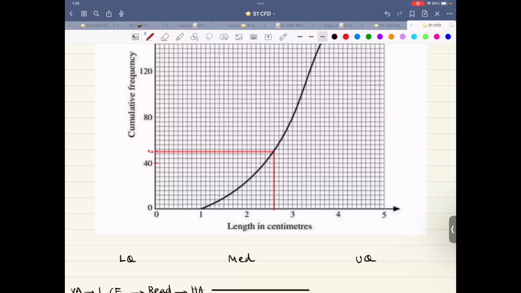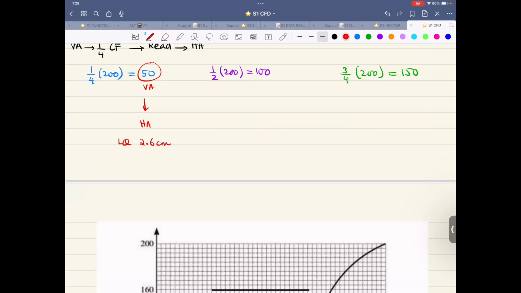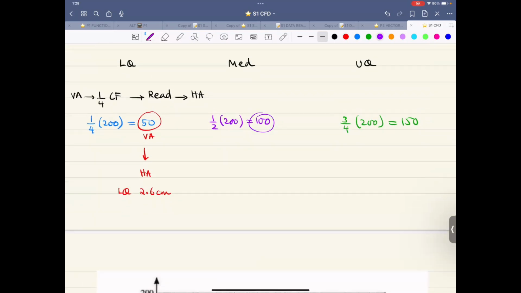And this is the first thing that I'm getting. That is 2.1, 2.2, 2.3, 2.4, 2.5, 2.6. So that is the horizontal axis. One small square is 0.1. So that is 2.6. So therefore, this value of lower quartile is 2.6 centimeters. All good, all clear?